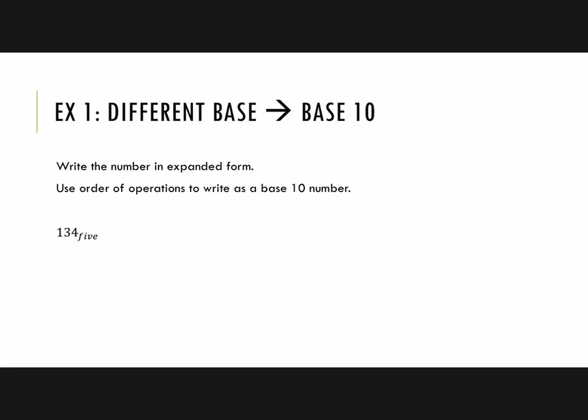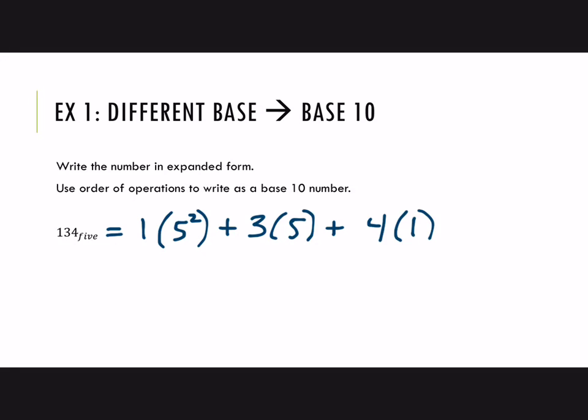Okay, so 134 base 5. Sometimes in your textbook you'll see the 5 written as a subscript. You may also just see the numeral 5, and both of those tell you which base this number is. So 134 base 5 means one group of 5 squared plus 3 groups of 5 plus 4 groups of 1. Notice I'm going by powers of 5 here because it's base 5. We have 1s, 5s, 5 squareds, and if there was a fourth one it would be 5 cubed, and so forth.